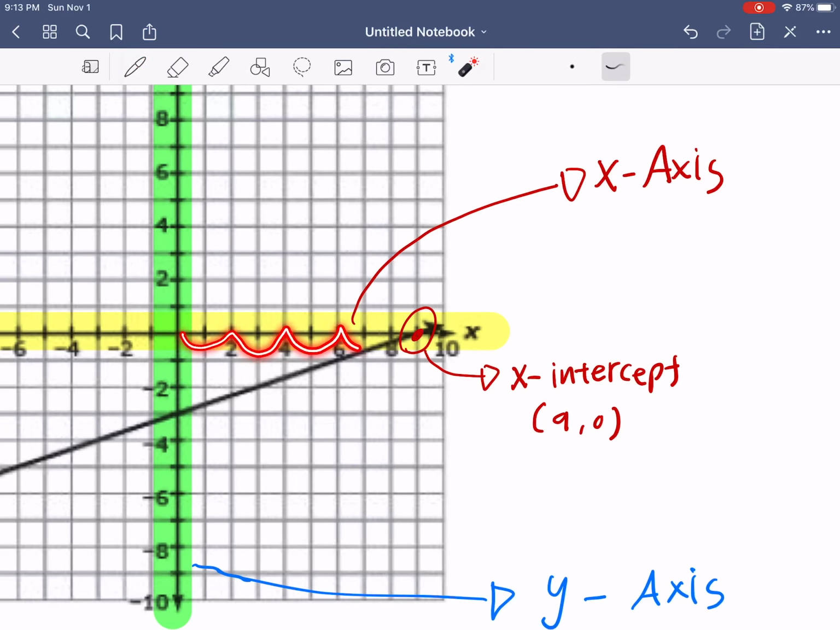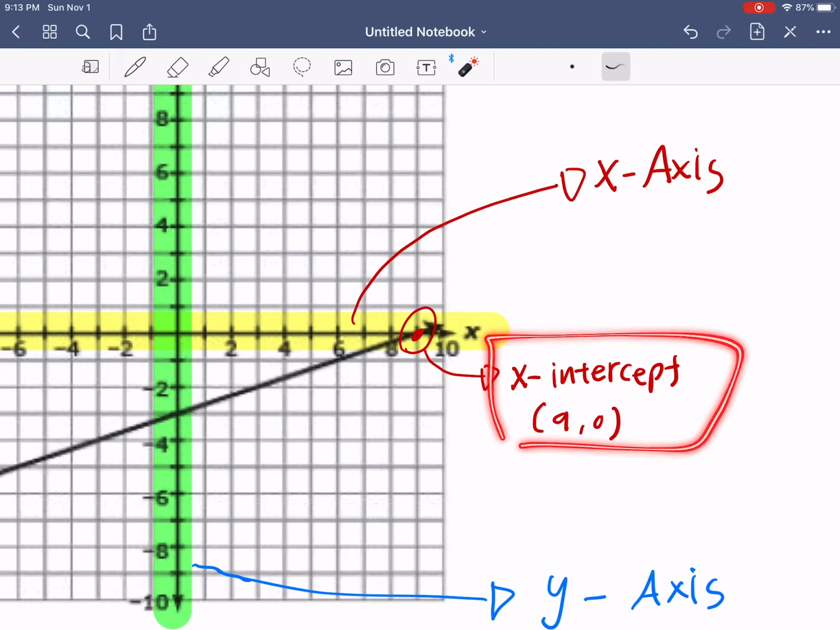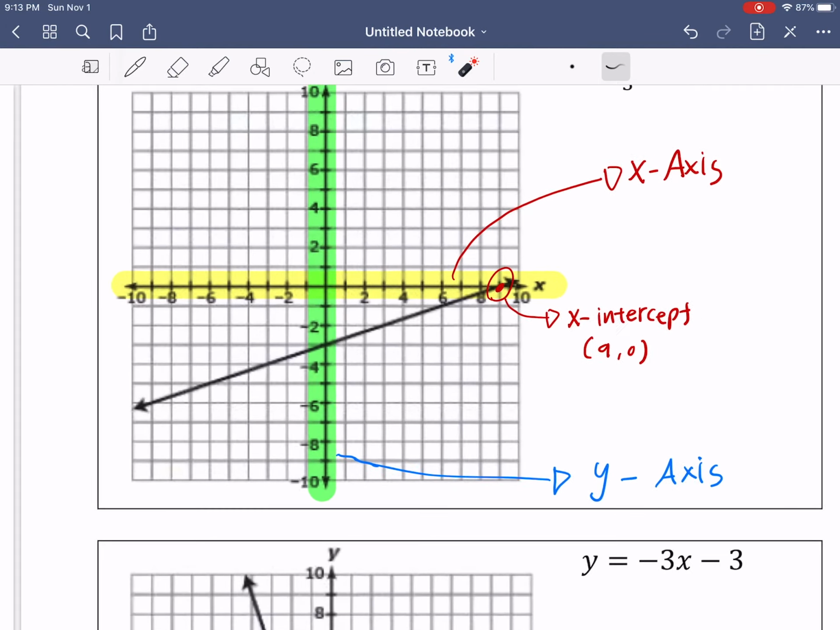It's 9, 0 because if you look at it, this one is at 2, 4, 6, 8, and 9. For the y value, like -4, -3, -2, -1, 0, the y value is equal to 0. So this one is -9, 0.